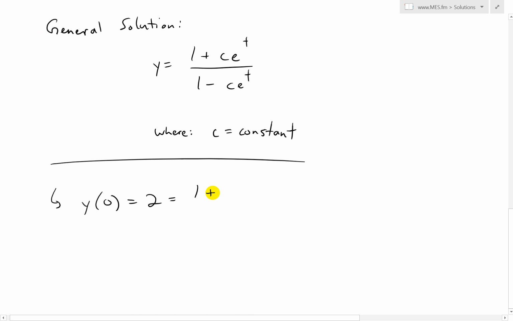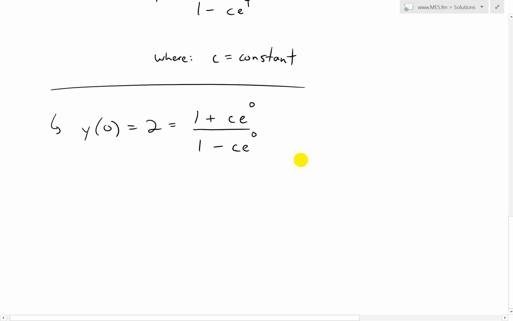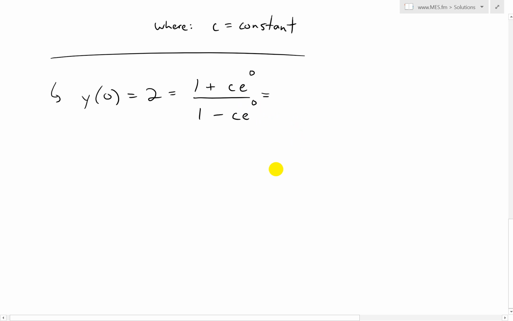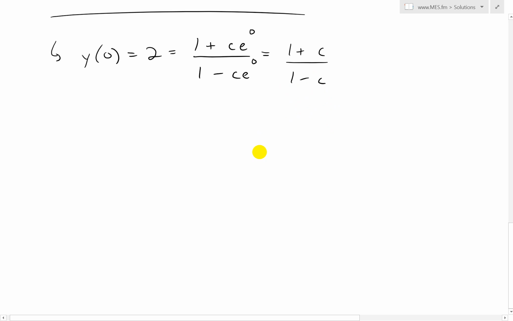What we end up having is (1 plus c e to the 0) over (1 minus c e to the 0), and anything to the power of 0 is equal to 1. So this becomes (1 plus c) over (1 minus c), and again this equals 2. I'll multiply both sides by 1 minus c. So 1 plus c is equal to 2 times (1 minus c). Multiplying this out, this is just 2 minus 2c.